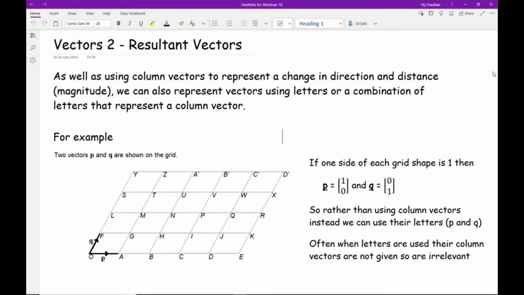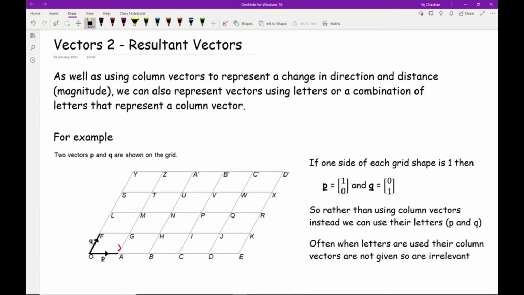Now obviously if we just count in terms of squares, then we could say that P has got a column vector of 1, 0 because the vector is moving 1 square to the right, and it's got no up down movement, so it's just 1, 0. And Q could be represented as 0, 1 because it's not moving left or right, it's just moving straight up. So we could give these numerical column vectors, but ultimately we don't know what they are because we don't know what the grid is. So we can't really use column vectors for this accurately, so we've got to use a different method.